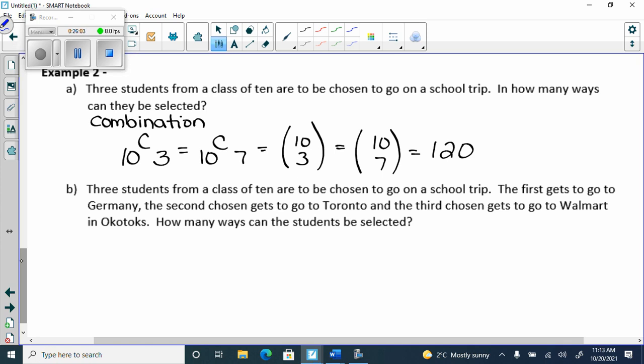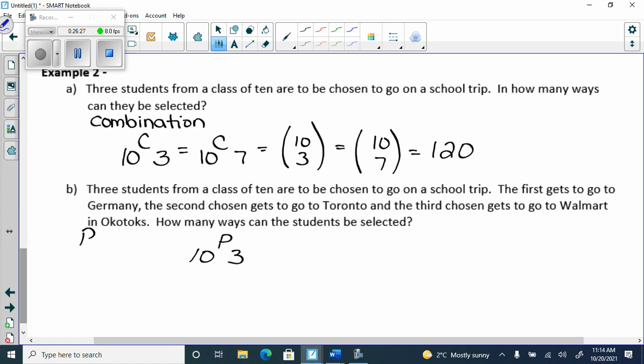The first gets to go to Germany, the second gets to go to Toronto, and the third gets to go to Walmart in Okotoks. How many ways can the students be selected? Does the order in which you pick first, second, or third matter? Yeah, because maybe you really want to go to Walmart, right? So, how many options do we have? 10, and it's a what? Permutation, and how many are you picking?